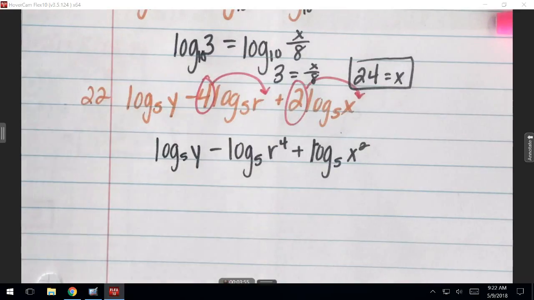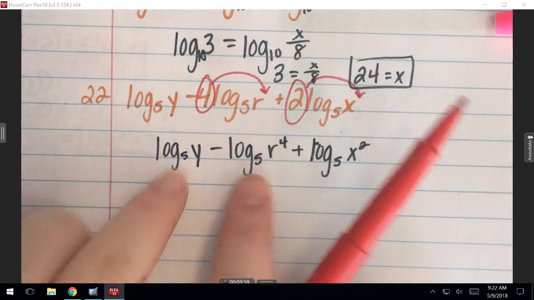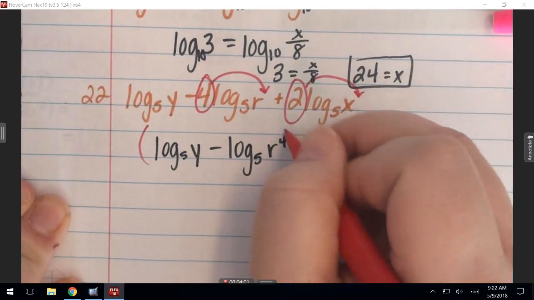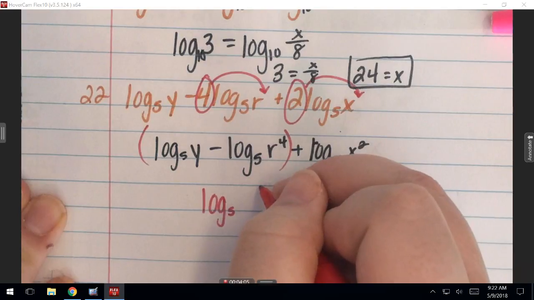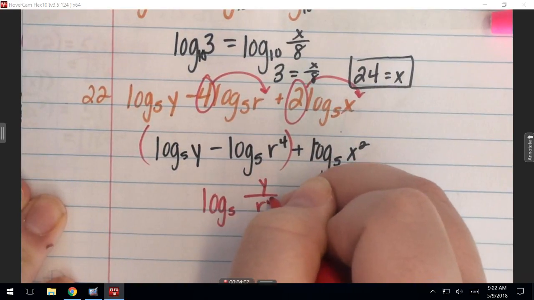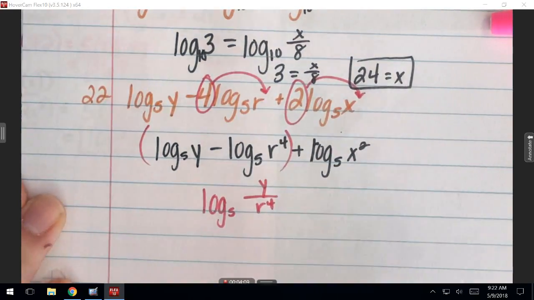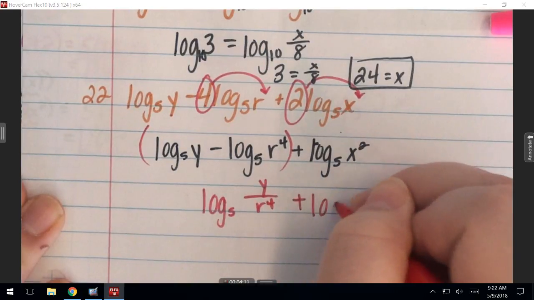What's sad is that there are 2 other rules of logs to use. So since they're subtracted and they have the same base, I can combine these 2 and make it log base 5. Subtracting means division, so y over r to the 4th. And I'll just bring that guy back down.